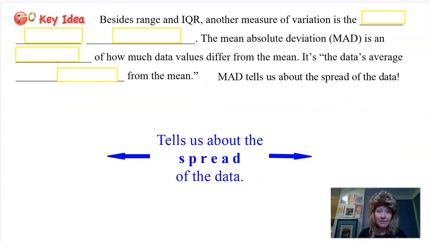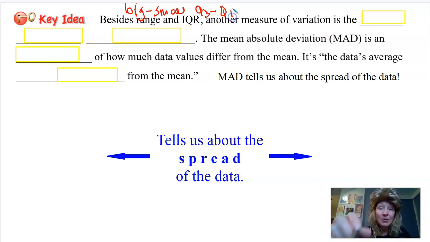All right, so here we go. Let's fill in some words. Besides the range and the IQR. So remember, the range is the biggest number minus the smallest, so it's big minus small. Remember, the IQR was Q3 minus Q1. Those are measures of variation. And now we have our third measure of variation that we're going to learn about.